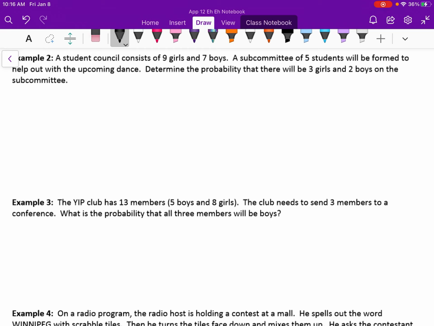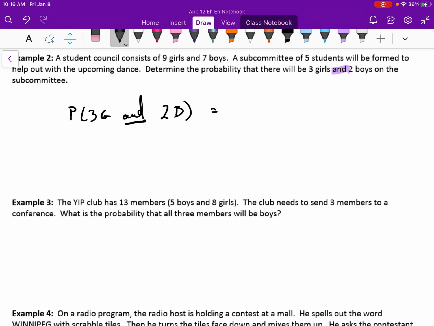Example 2. A student council consists of 9 girls and 4 boys. A subcommittee will be formed to help out an upcoming dance. Determine the probability that there will be 3 girls and 2 boys on the subcommittee. So we could make subcommittees of 5 people for sure. I need to figure out the probability of 3 girls and 2 boys.